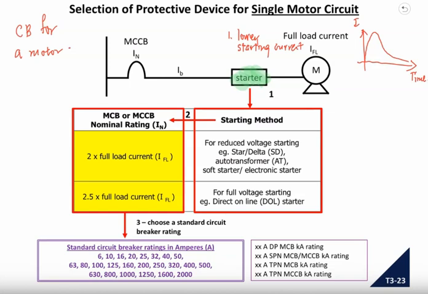and another function to provide overload protection. Okay, why do we need so? Because we know that the circuit breaker that we have only provide short circuit protection.